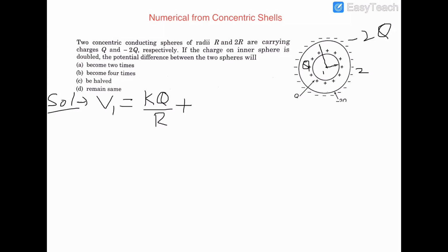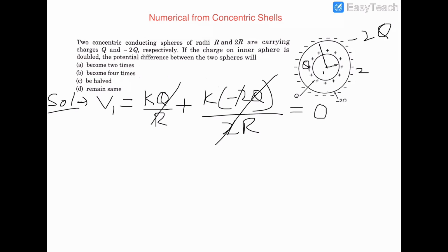So for the outer sphere, the potential will be K times the charge on that sphere divided by its radius. The radius of the outer sphere is 2r. So this 2 and 2 will get cancelled out. So in our entire equation, kq by r plus k times minus q by r will get cancelled. So our potential on the inner sphere will be equal to 0 initially.